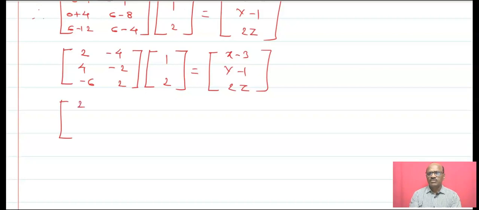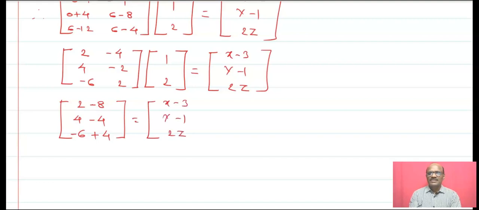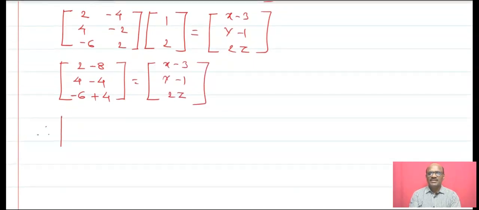First row, first column, that is the last one, single column is there. Next, second row, first column, that is only one column is there. And third row, first column. Therefore, equate it, you will get the value of x, y, z.